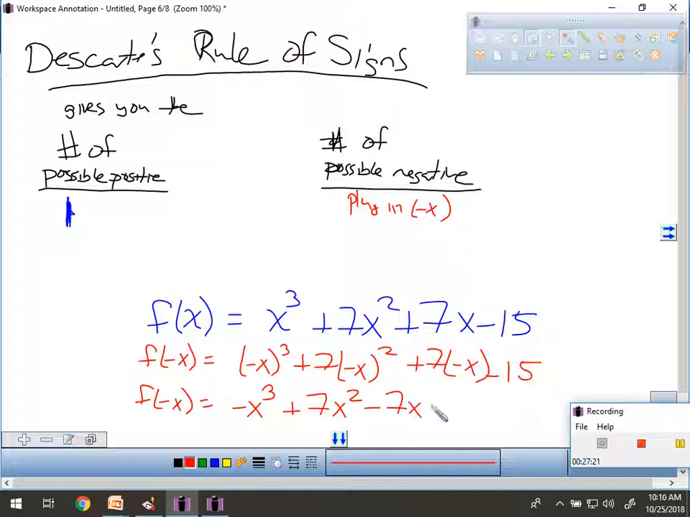And nothing happens with the negative 15. So to find the possible negative zeros, you have to plug in negative x first, but then count the sign changes again. Negative, positive, there's one sign change. Positive, negative, there's one sign change. Negative, negative, there's not one. So how many total sign changes were there? 2. But Descartes' rule of signs says you go down by 2. So it could be 2 or it could be 0, right? Go down by 2. So that's Descartes' rule of signs.